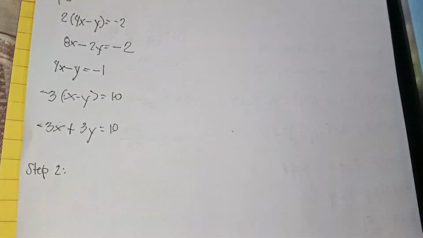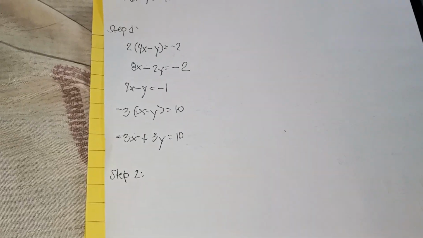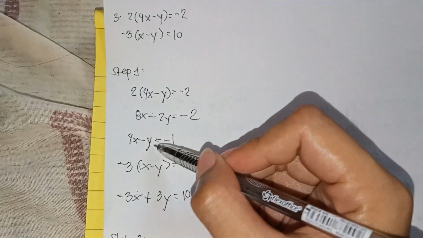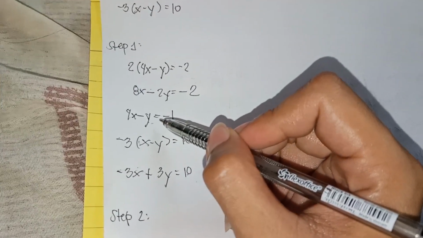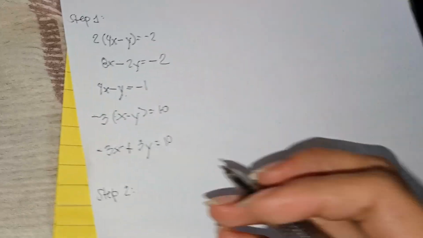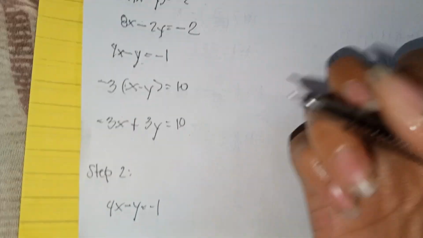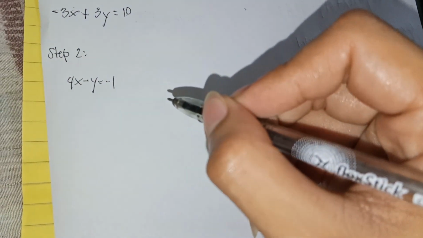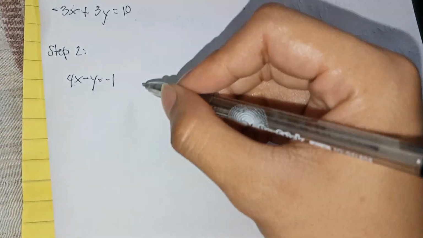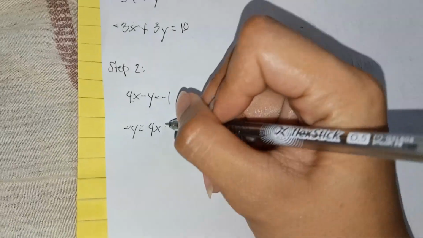Then for our step 2, we use the substitution method from 4x minus y equals negative 1. Let's solve for y so we can substitute it into the second equation. We're going to move the 4x to the right side. So it is going to be negative y equals 4x plus 1. That is for step 2.